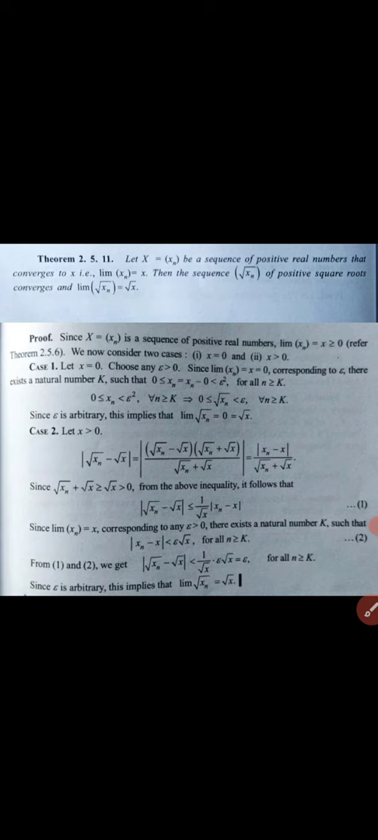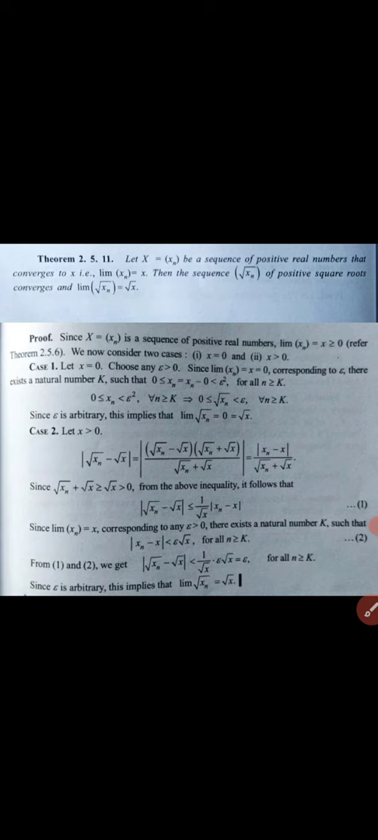So 0 less than or equal to xn less than epsilon squared for all n greater than or equal to k, which implies 0 less than or equal to root of xn less than epsilon for all n greater than or equal to k. Since epsilon is arbitrary, this implies that limit of root xn equals 0, which is equal to root x. And now the second case, let x be greater than 0.